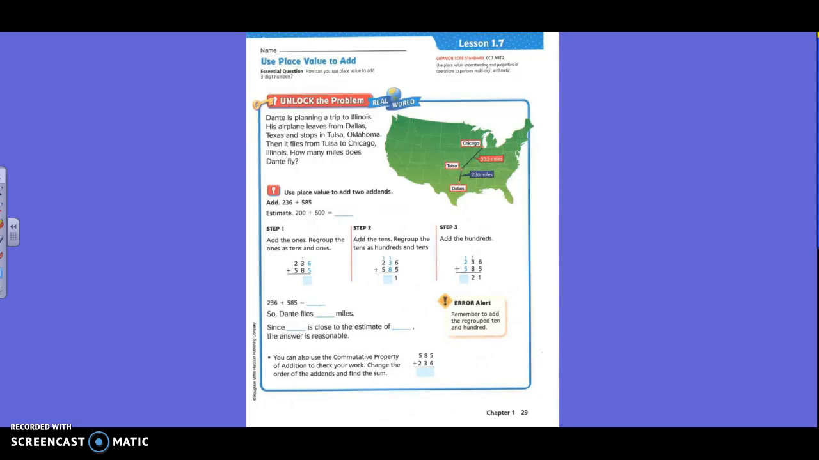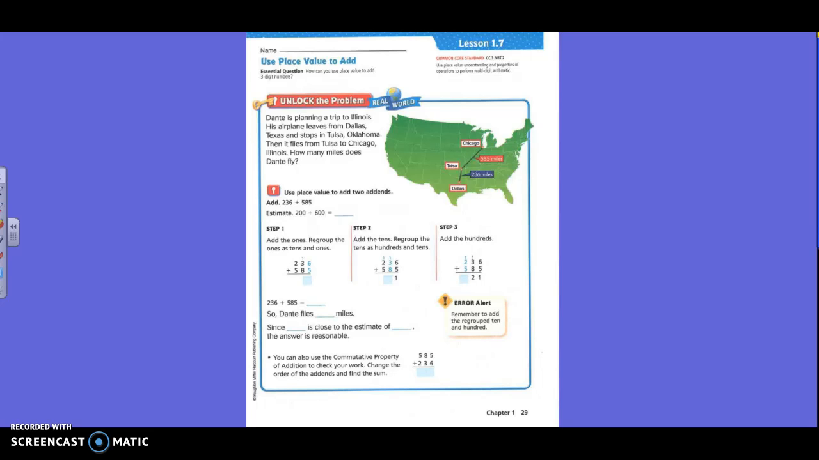You're going to use place value to add the two addends that they give you. So the two numbers you are adding are what? 585 and 236. First, you need to estimate those two numbers. What does 236 round to the nearest hundred? It gives it to you on paper if you're paying attention, but if you just want to figure it out yourself, you can just tell me.